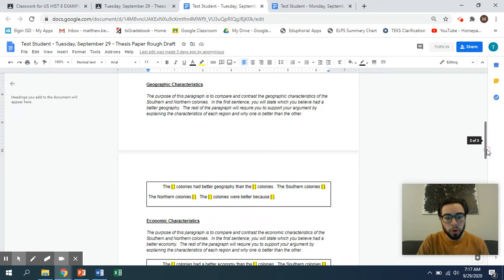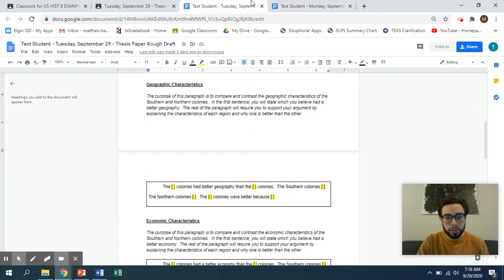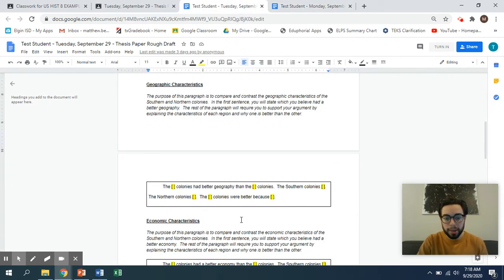Some of these things are going to be more involved, like here, geographic characteristics. The blank colonies had a better geography than the blank colonies. So you would say either the southern colonies or the northern colonies had a better geography than the northern or the southern colonies. Again, just stating that one is better than the other, essentially. And keep in mind, you've already done this, right, in your outline. All you're doing now is, right, you would say the southern colonies, and then you're explaining the characteristics of the southern colonies, right? The northern colonies, and then you are, again, in this blank, explaining the characteristics of the northern colonies. And again, this is not just going to be one word. You're going to have to write like several words. It's going to have to be a complete sentence, essentially.